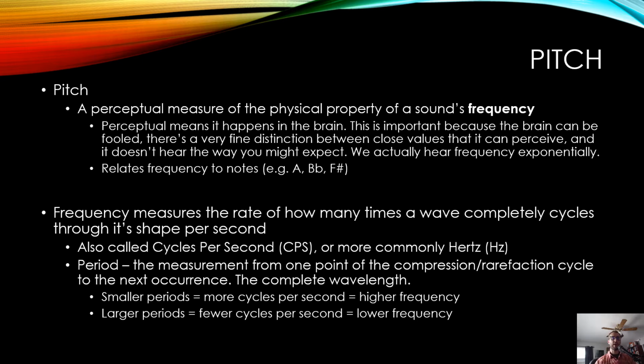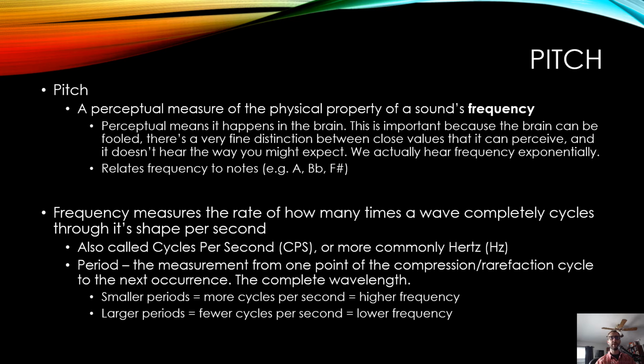Frequency is measuring the rate of how many times a wave completely cycles through the positive and the negative back to its starting point. This is also called cycles per second, or CPS, which you will see in some books, and actually in a lot of the SuperCollider MIDI to frequency devices and methods. It's midicps. But you'll also commonly see them expressed in hertz, Hz, or kilohertz, which is thousands of hertz, kHz.